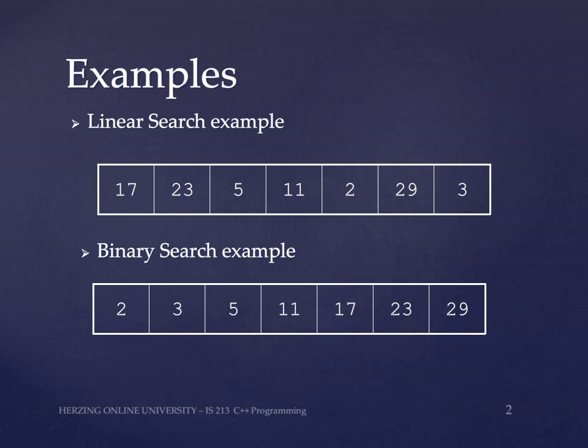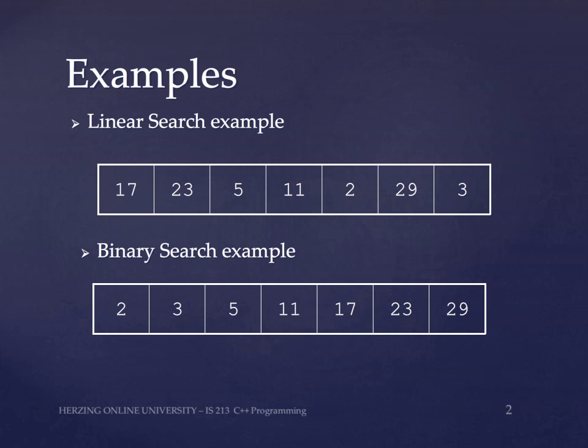Let's look at some examples. Linear search: let's say you have an array numList that contains the list you see on the slide. It's a list containing the numbers 17, 23, 5, 11, 2, 29, and 3. Searching for the value 11, linear search will examine 17, 23, 5, and 11. Searching for the value 7, linear search will examine 17, 23, 5, 11, 2, 29, and 3.